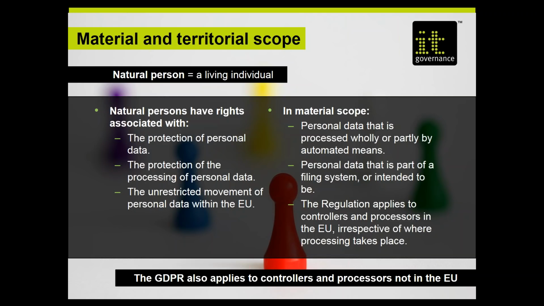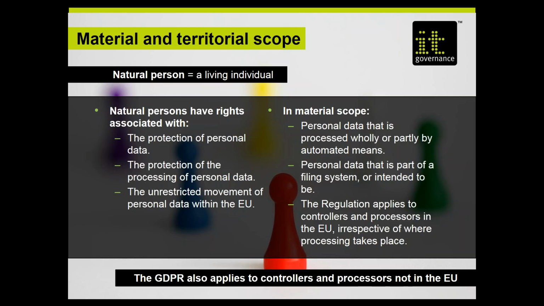What is in material scope? Well, it's data that's partly or wholly processed by automated means. And the question was clarified quite recently, what does automated means mean? And it means anything that's processed by a computer, but also telephony, covers infrastructure. So anything that's processed by electronic means. And so that's a very broad definition there.